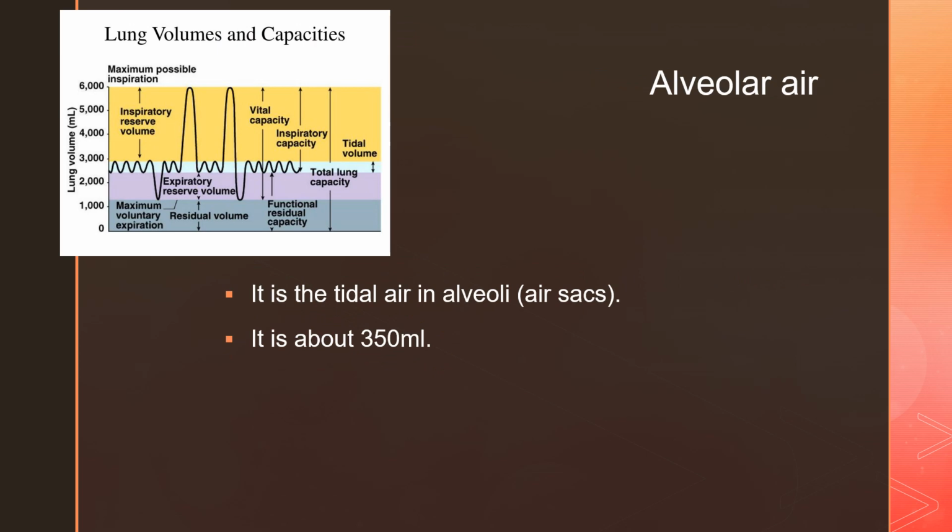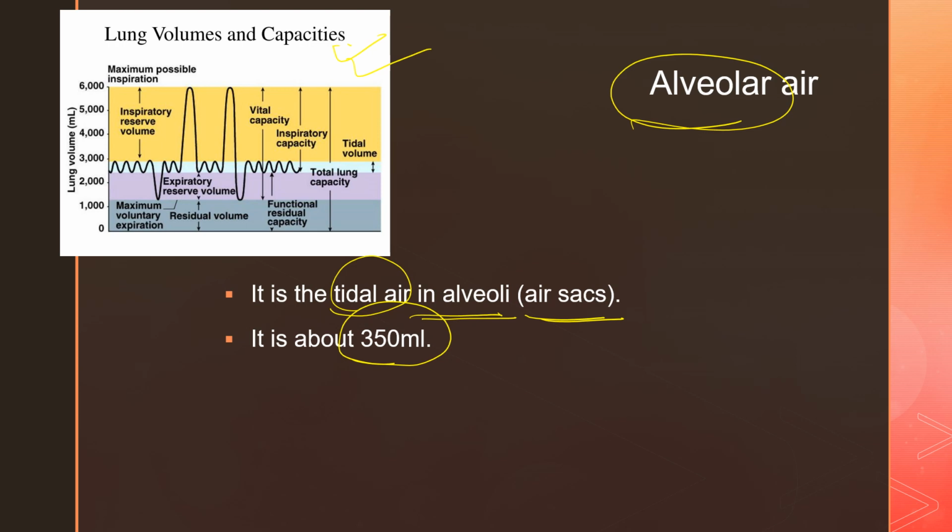Now next comes the alveolar air. So what is the alveolar air? It is the tidal air in the alveoli or the air sacs. The tidal air which is present in the alveoli, as the name suggests, is the alveolar air, and it is about 350 ml. If you are referring to the lung volumes and capacities chart while reading these terms, it will be easier.